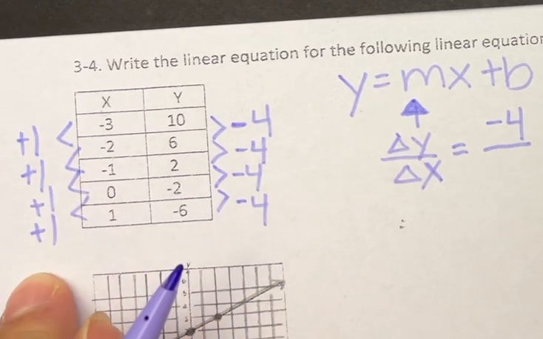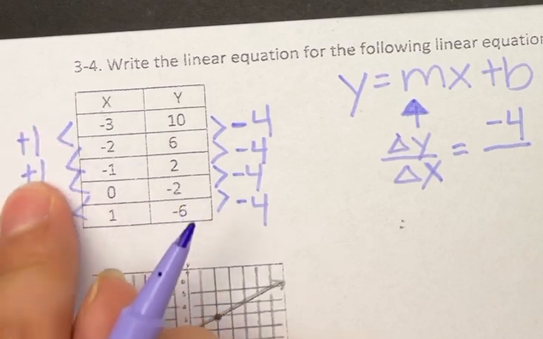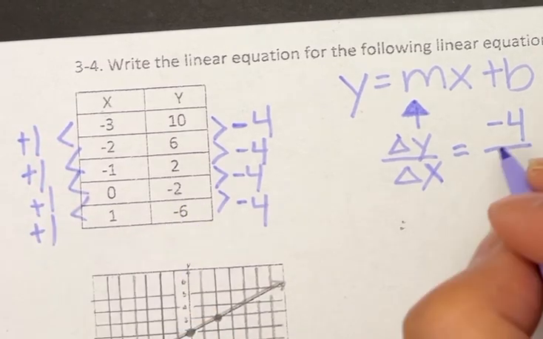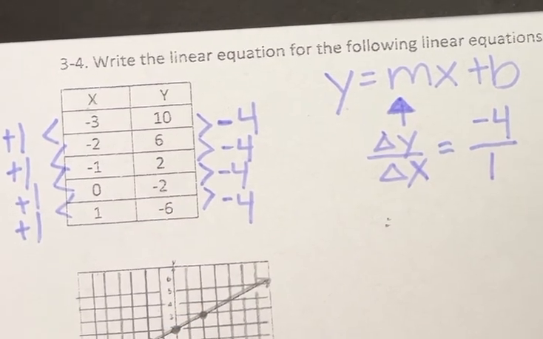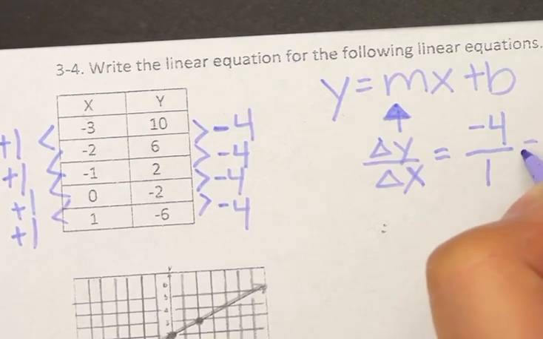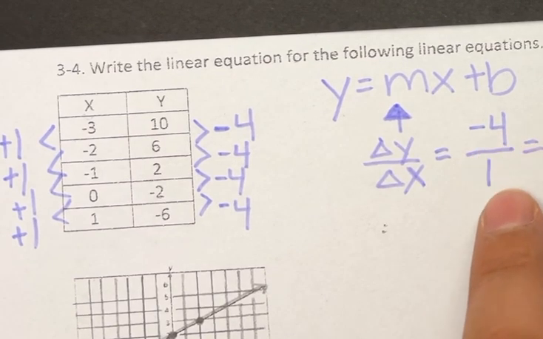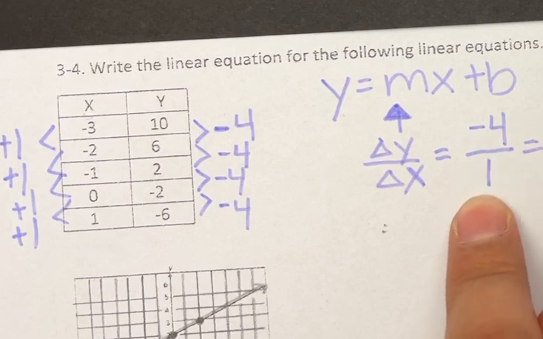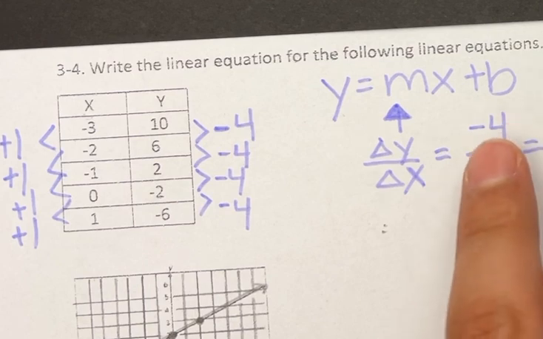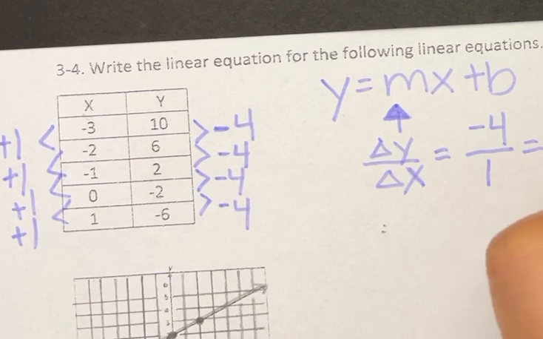So what is my rate of change of x? ¿Cuál es mi rédito de cambio en la x? It would be 1. Equals, and remember, any number over 1 is just the top number. Cualquier número sobre el número de abajo que sea 1 es el número de arriba. So it'd be negative 4.